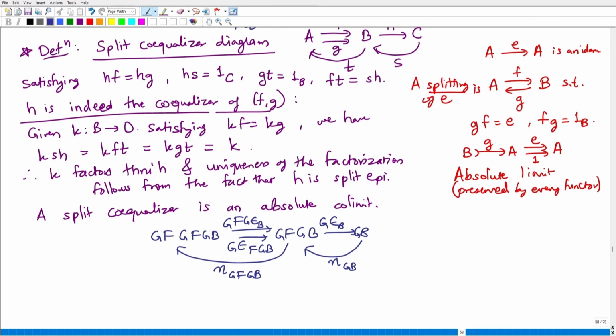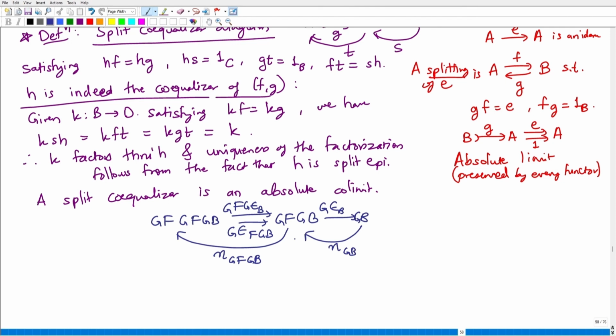Okay, do it as an exercise. Yeah, let's leave it. Let's not spend time on this. But this is a split coequalizer diagram. You should be able to verify this. Okay.